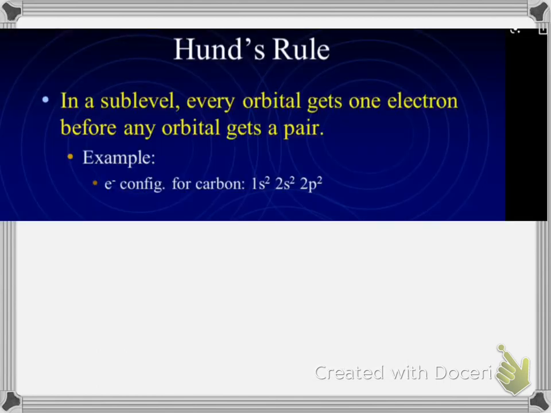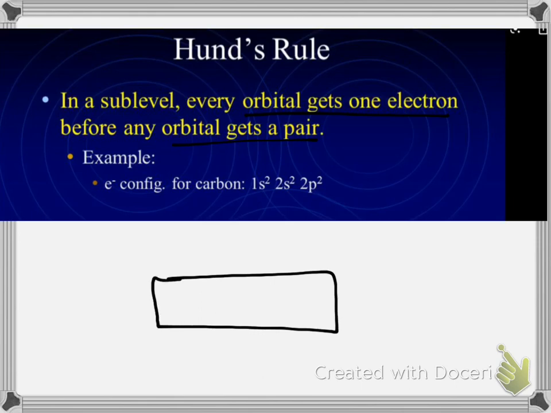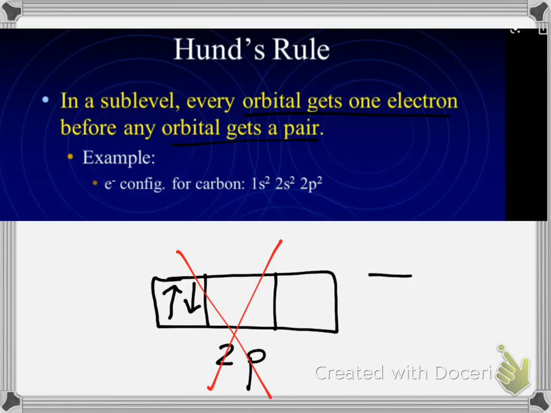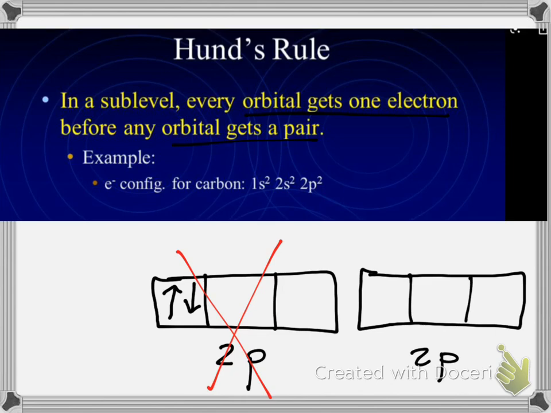The second rule is called Hund's rule. This rule says that every orbital gets 1 electron before any other orbital can get a pair. This means if I have, for example, a 2p orbital and it has 2 electrons inside, I cannot do like this, 1, 2. That would be incorrect. Because each orbital must get an electron before they can pair up. So, if I want to draw 2 electrons, I will do like this, 1, 2.